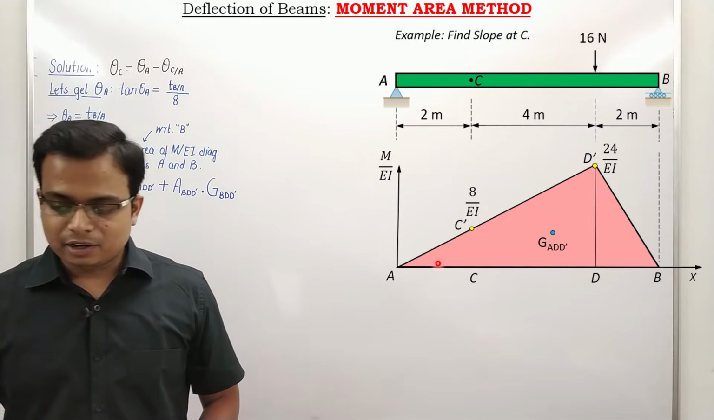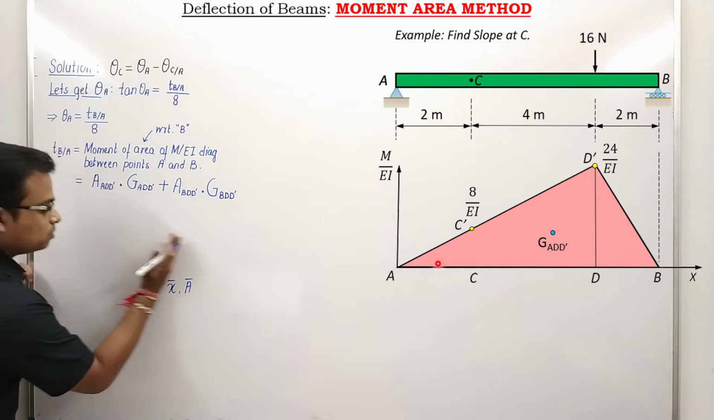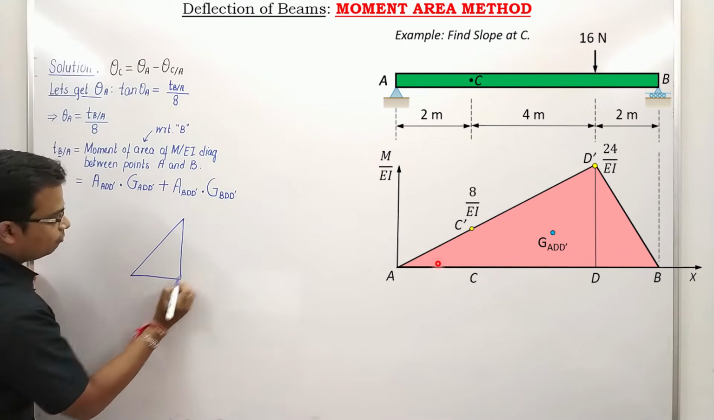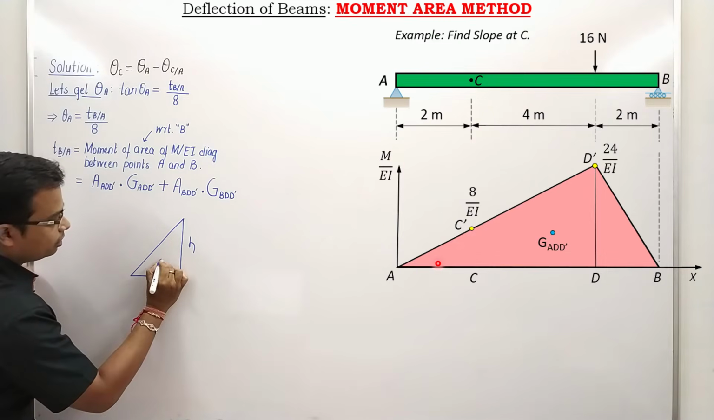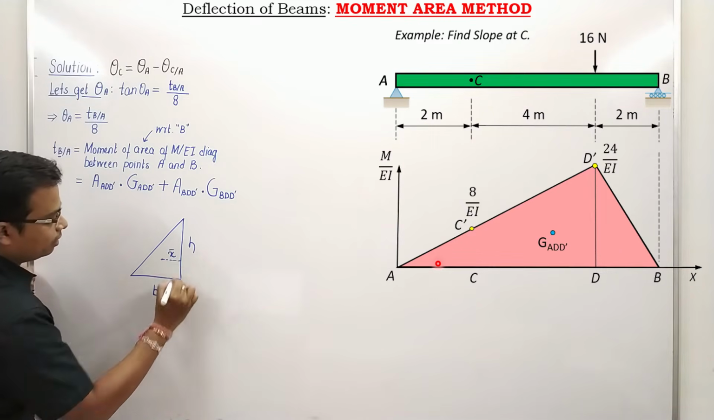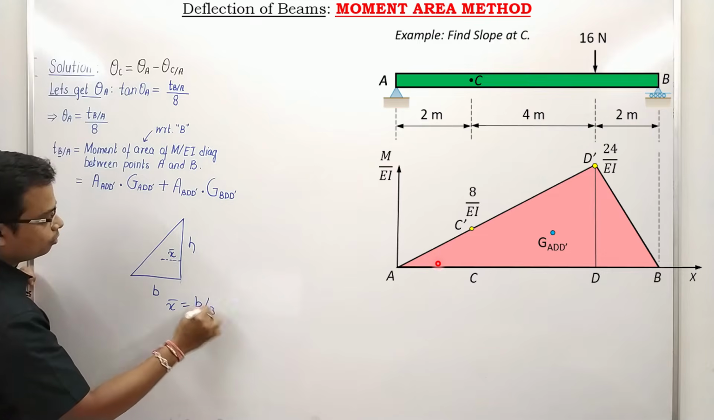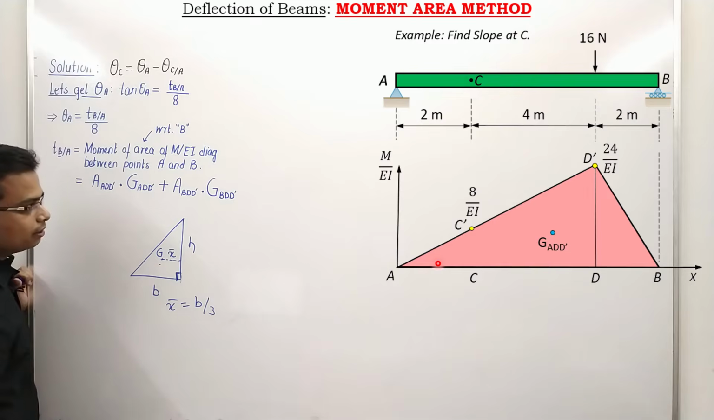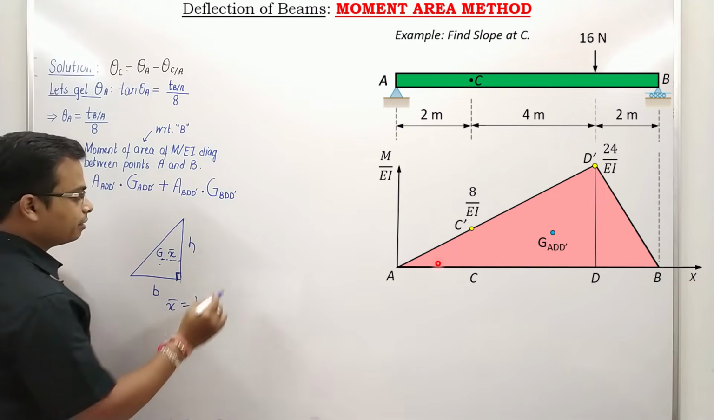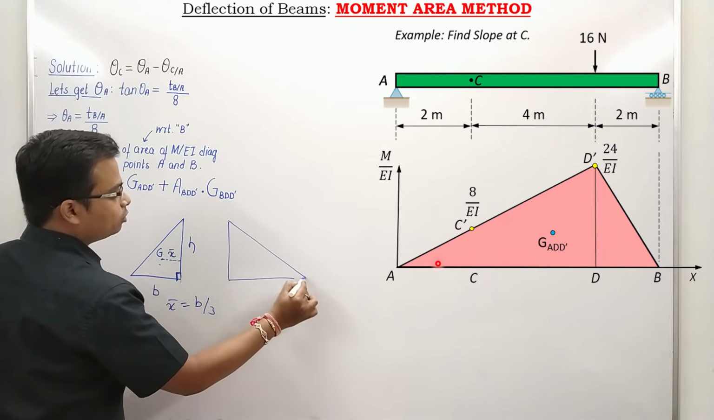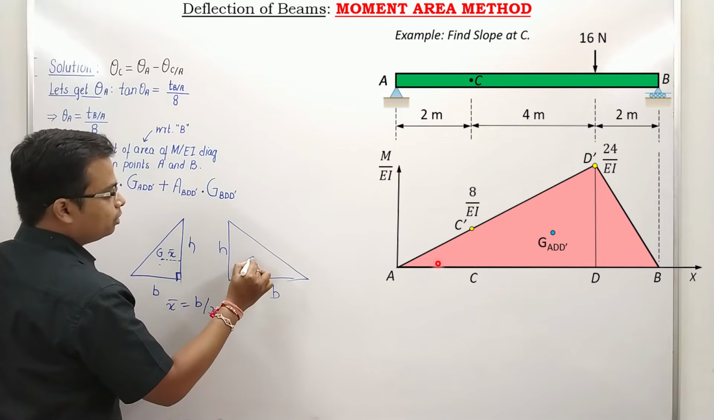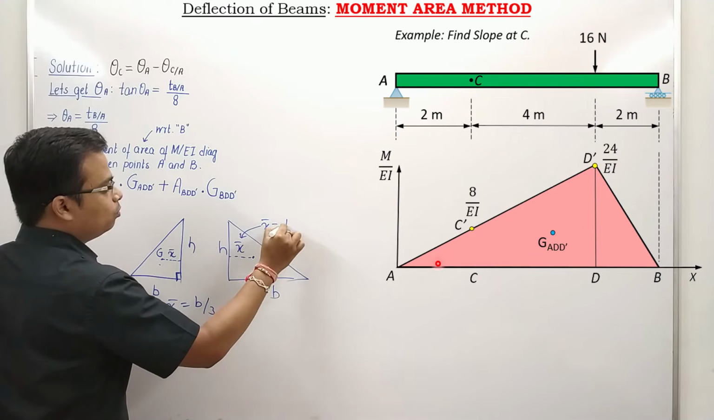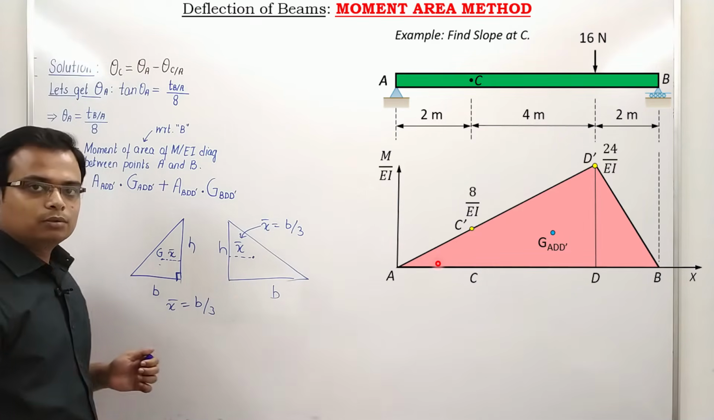For any right angle triangle, remember this: if this is B and this is H, and this is the centroid, then this x bar is equal to B by 3. Always from the right angle, the distance of the centroid G is B by 3. If the triangle is like this, it is again very simple. If this is B and this is H, the centroid from the right angle, this x bar, is again B by 3.